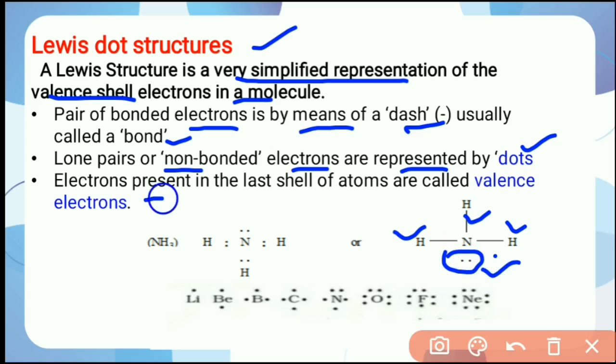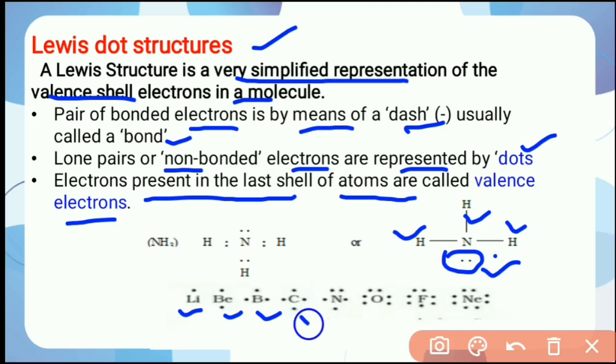Electrons present in the last shell of an atom are called valence electrons. Like this, in hydrogen or helium, 1 electron is present in its valence shell. In beryllium, 2 electrons are present in its valence shell. Boron has 3 electrons in its valence shell. Carbon has 4 electrons in its valence shell, and so on. The number of electrons shows the valence shell electrons of the atom.